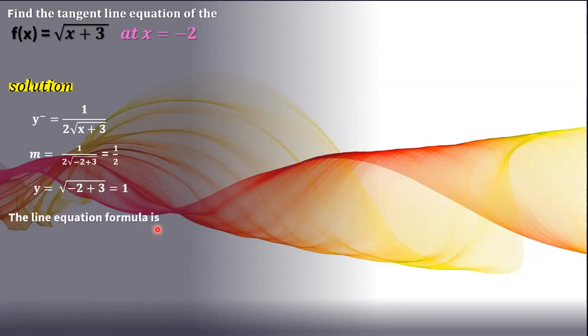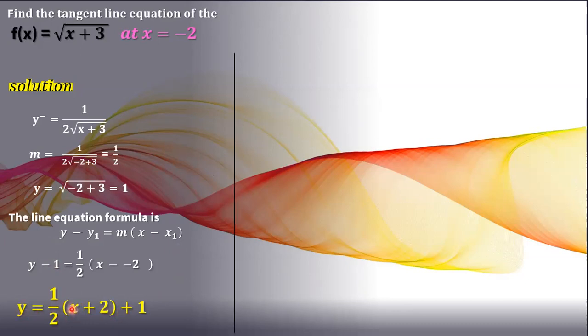The line equation formula is y minus y1 equal m times x minus x1. We have to substitute now. y minus y1, which is 1, equal m, which is the slope 1 over 2, times x minus x1, negative 2. We transfer negative 1 to the other side by opposite sign. y equals half times x minus negative, positive 2, and negative 2 transfer to the other side by opposite sign, positive 2. So this is the tangent equation. Next question.